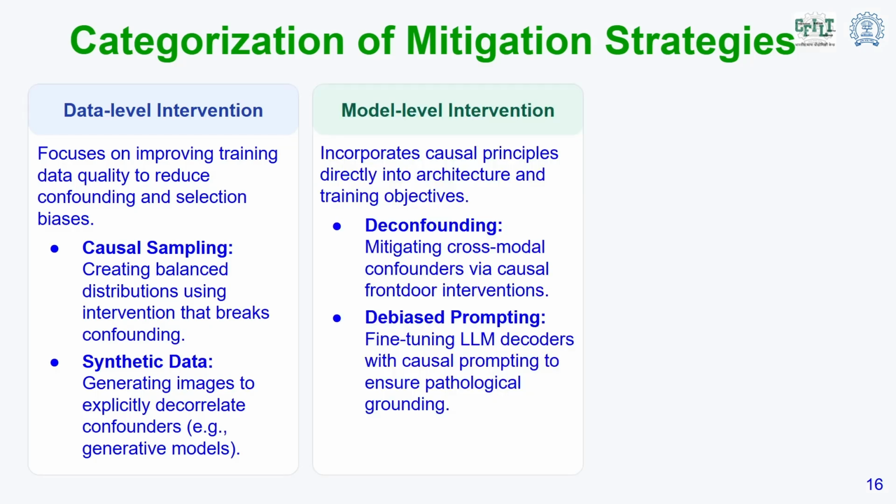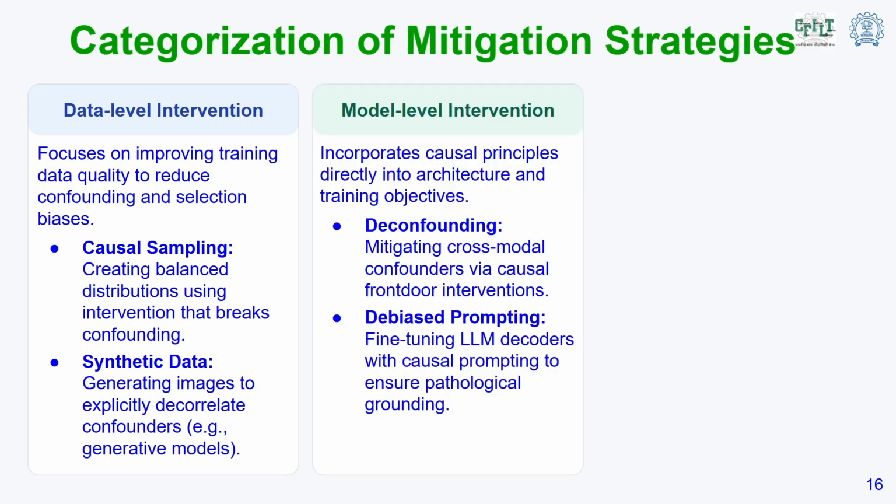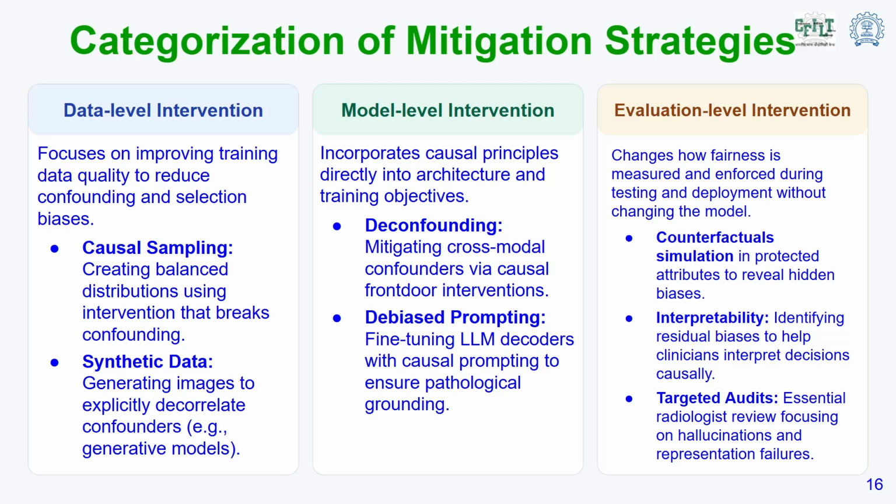Then for mitigation strategies, firstly we can categorize them on the basis of the data level intervention, where there comes causal sampling, that is, it creates a balanced distribution using intervention that breaks confounding. Then comes synthetic data, that is using synthetic data to explicitly decorrelate confounders. Then is model level intervention, that is deconfounding and debias prompting. These are the two techniques. And on evaluation level intervention, there are counterfactual simulation, interpretability, and targeted audits which are used.